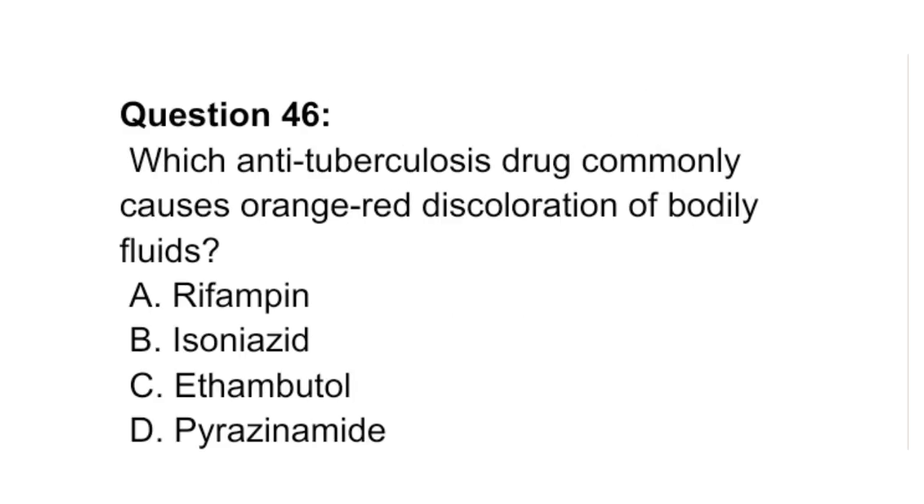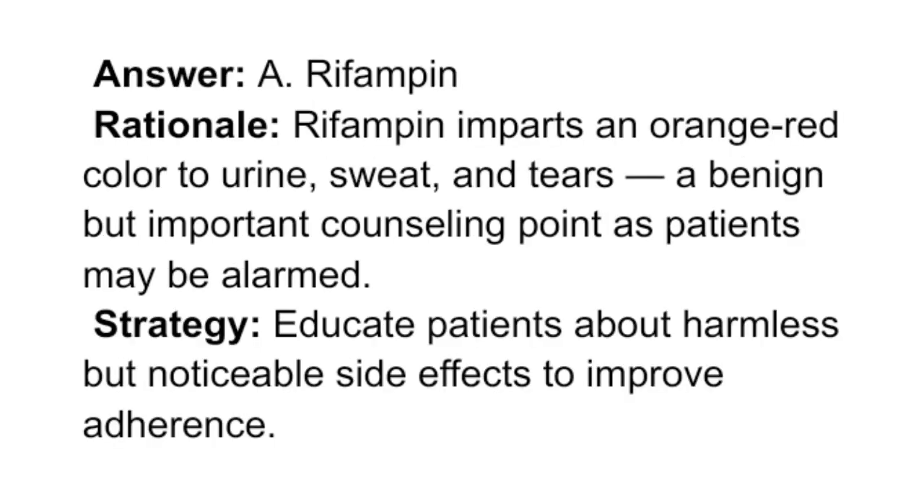Question 46. Which anti-tuberculosis drug commonly causes orange-red discoloration of bodily fluids? A. Rifampin. B. Isoniazid. C. Ethambutol. D. Pyrazinamide. Answer: A. Rifampin. Rationale: rifampin imparts an orange-red color to urine, sweat, and tears, a benign but important counseling point as patients may be alarmed. Strategy: educate patients about harmless but noticeable side effects to improve adherence.